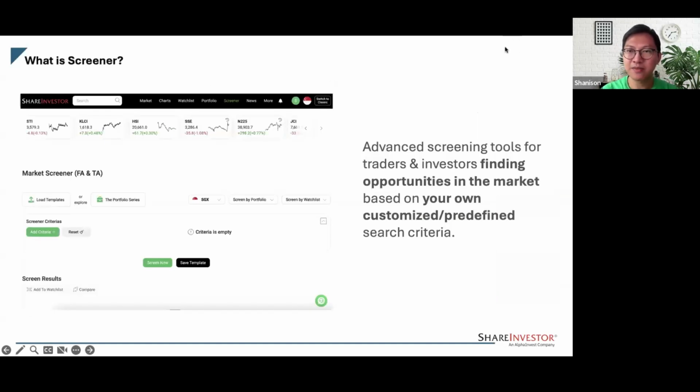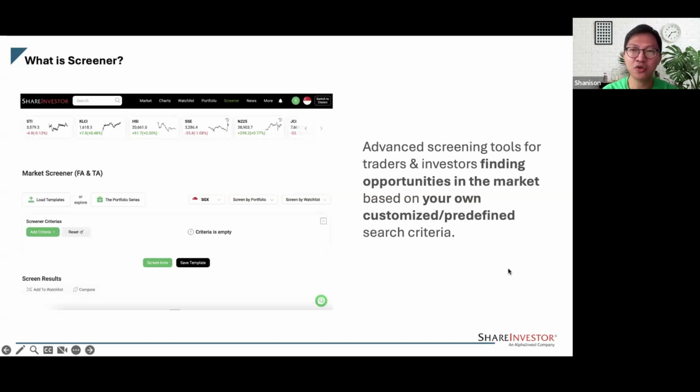So what is a stock screener? Stock screener is an advanced screening tool for traders and investors to find opportunities in the stock markets. I say traders and investors because it's not just for fundamental analysis, but also for technical analysis as well. You can base it on your own customized search criteria, or you can use some of the predefined criteria from our platform.